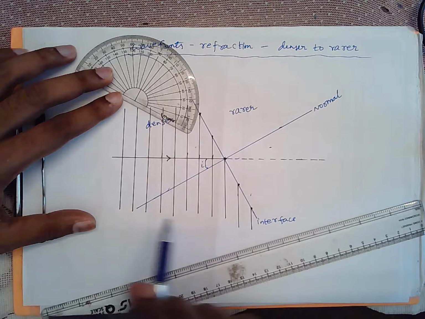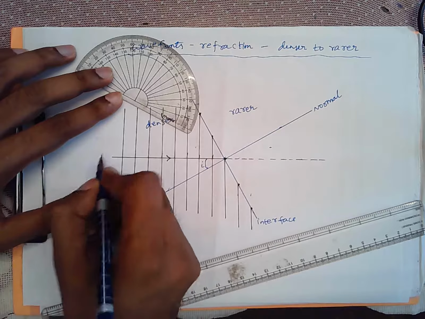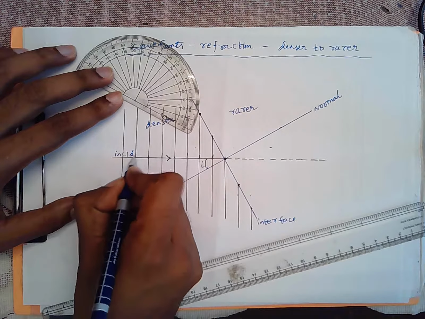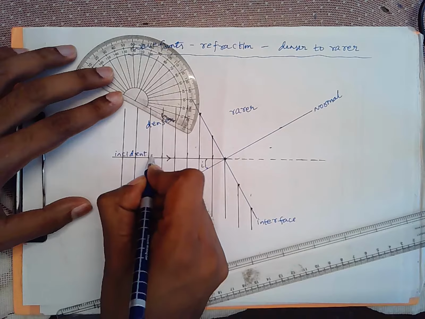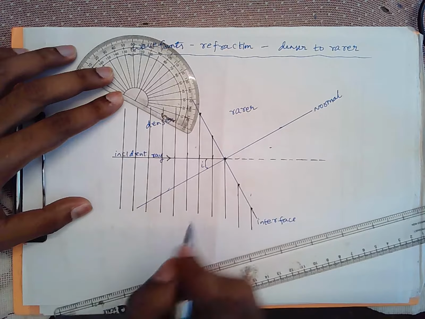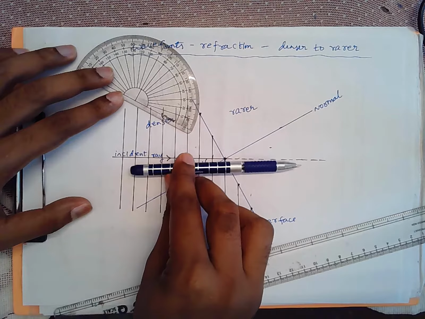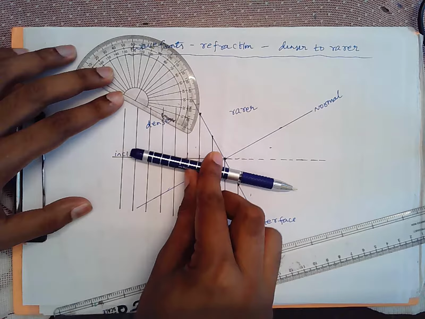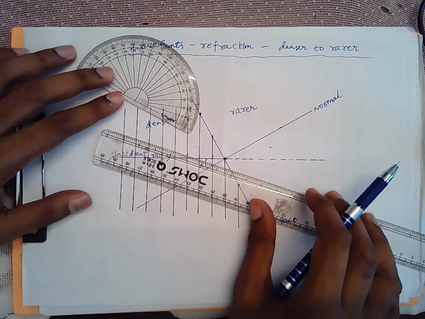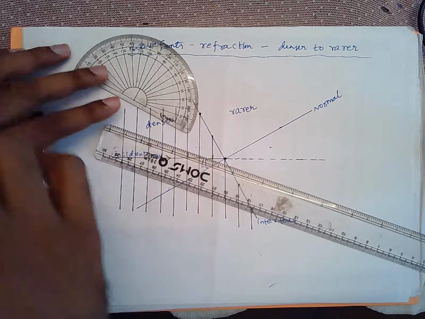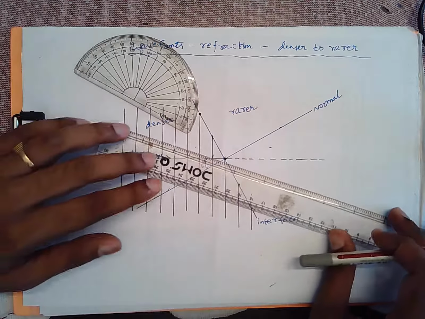and the refracted ray. So this is the incident ray. It should bend away from the normal. So this is the original direction. It has to bend away from the normal like this. So let's draw the refracted ray in red. We can draw it at any angle.